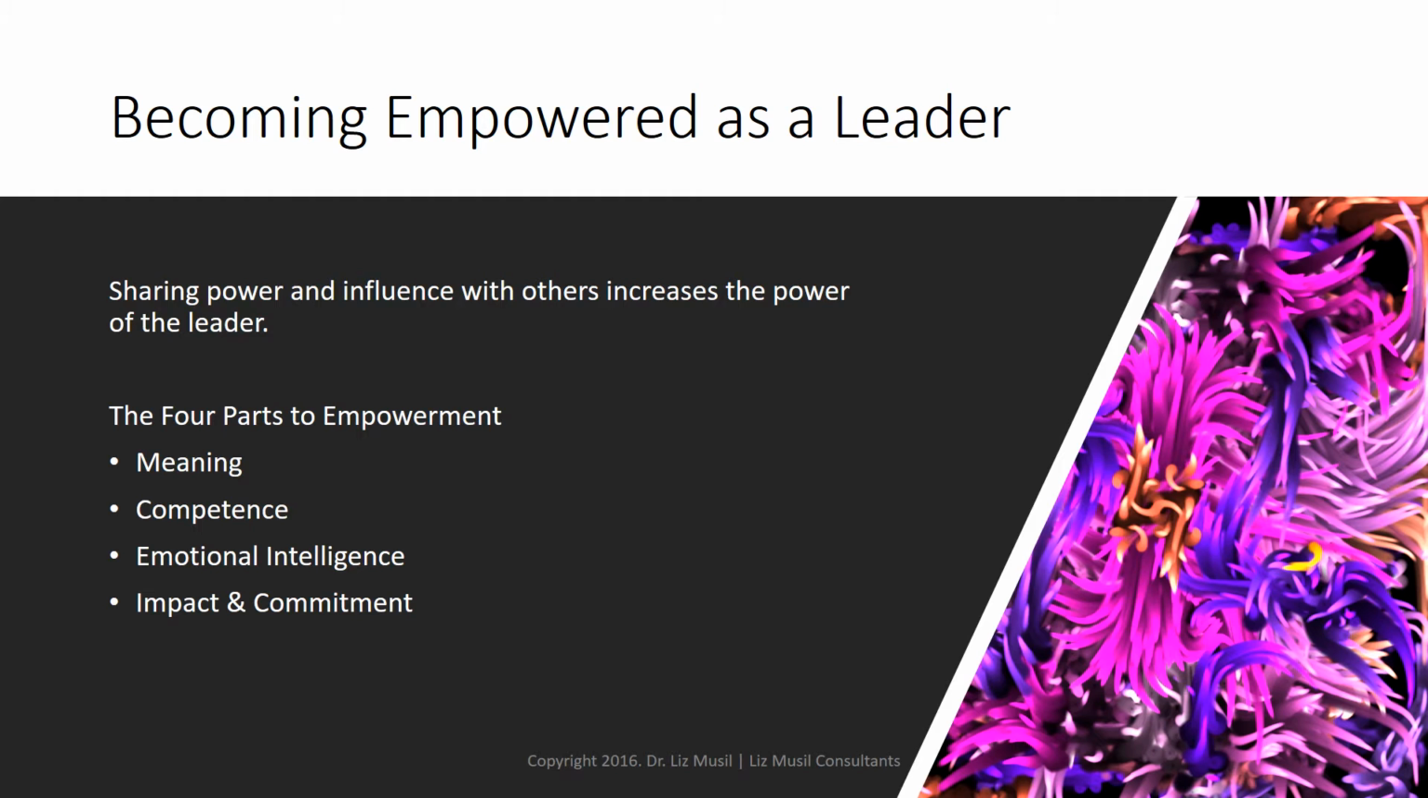There are four parts to empowerment: meaning, competence, emotional intelligence, and impact and commitment. Meaning is the value of a work goal evaluated in relation to someone's ideas or standards. A person that is doing what they feel is important to them is likely to feel empowered.